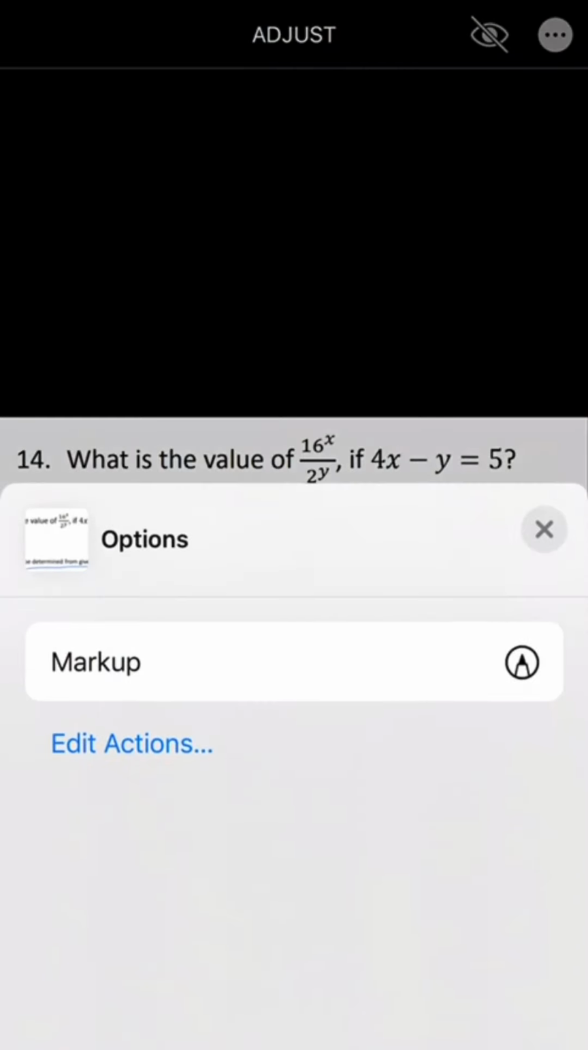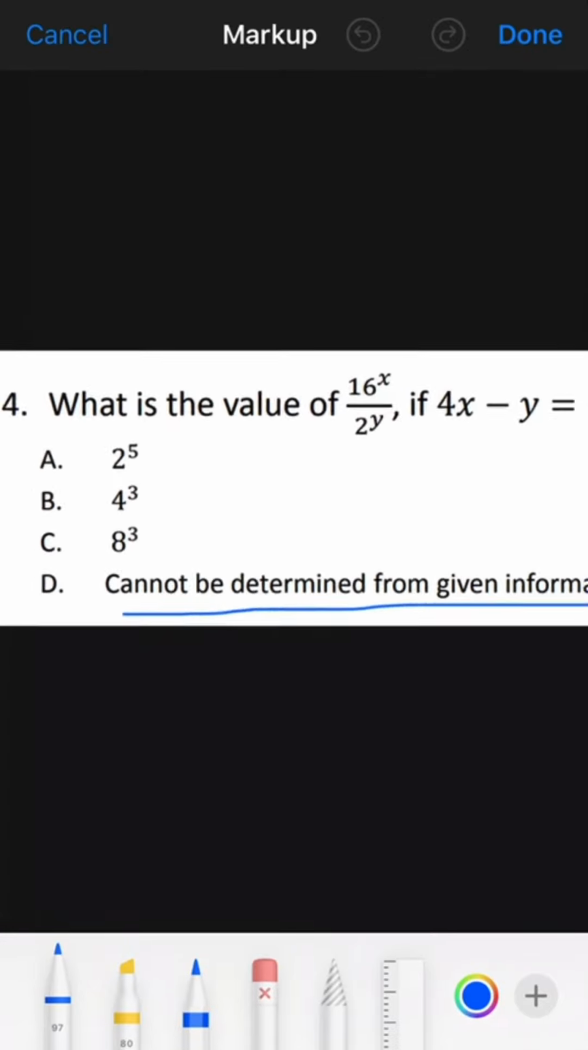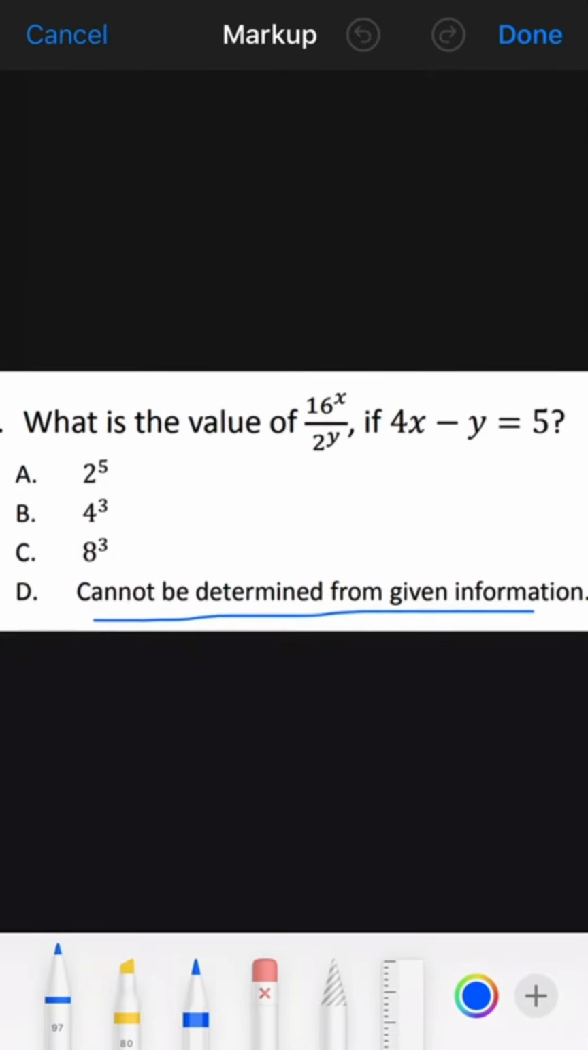Besttestscores.com. Today, I'm going to be showing you how to solve an SAT math problem. And you can see here it says, what is the value of 16 to the x divided by 2 to the y if 4x minus y equals 5?